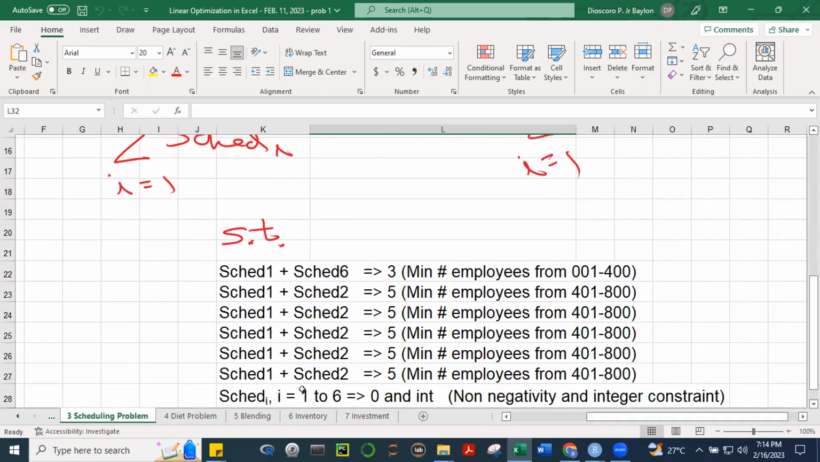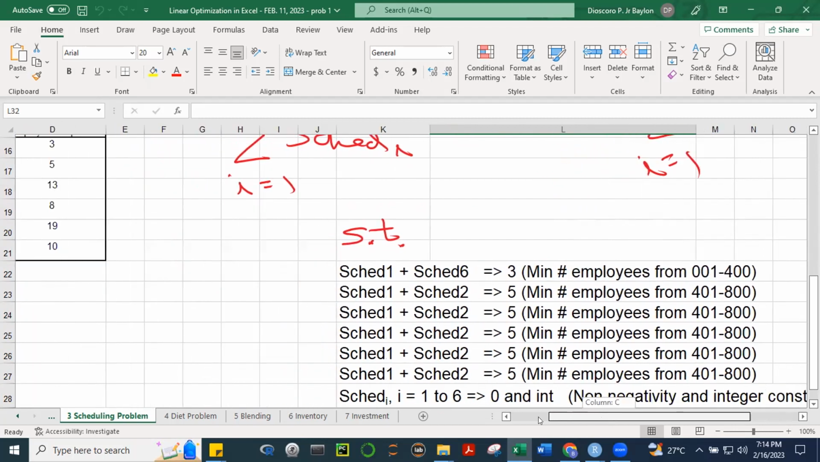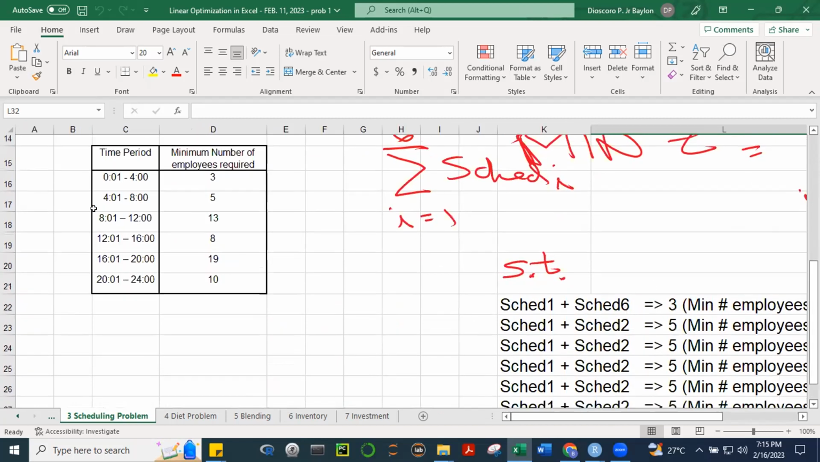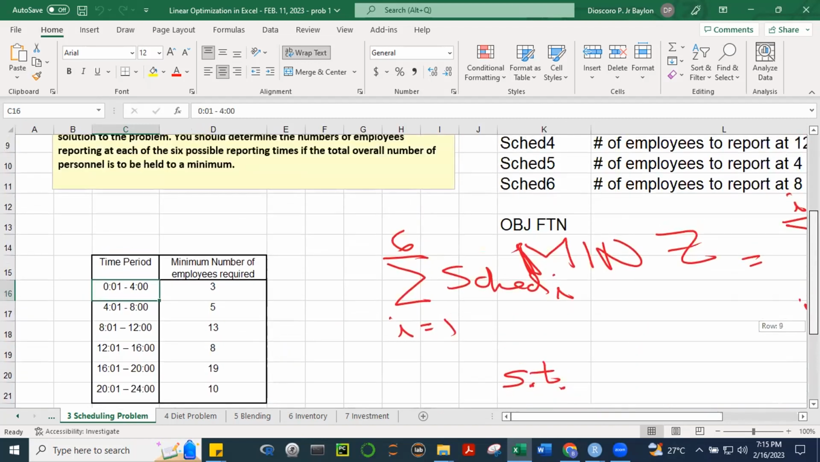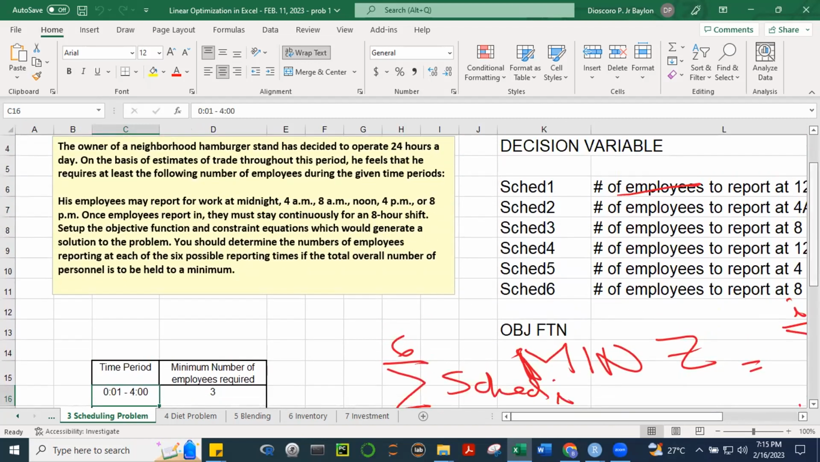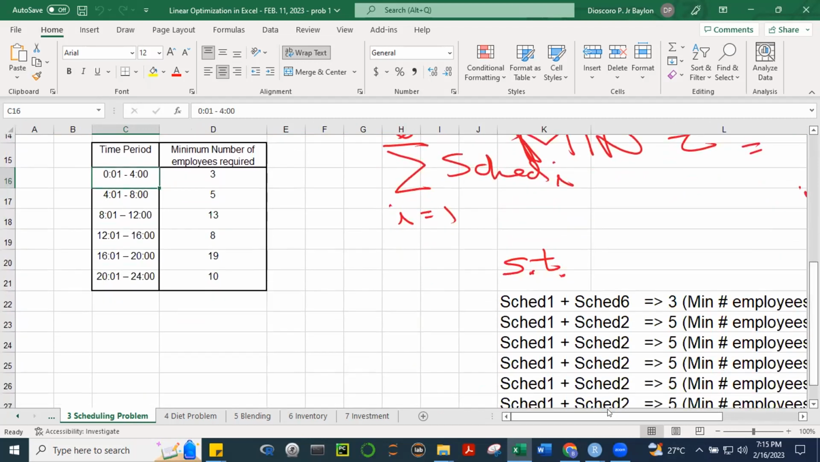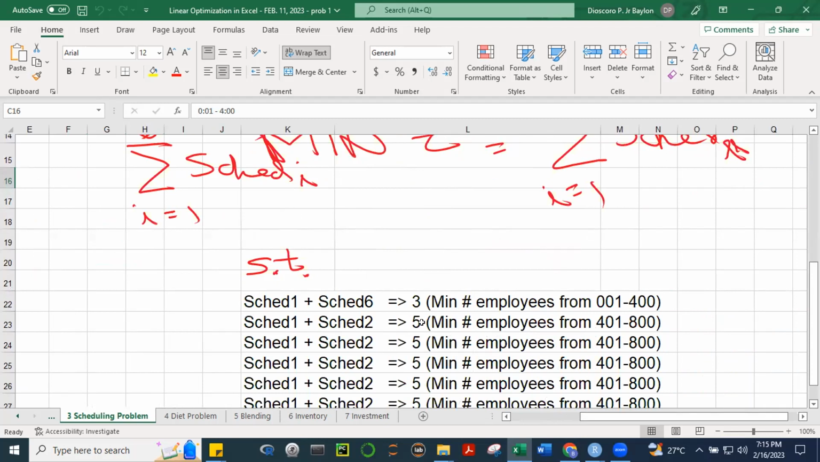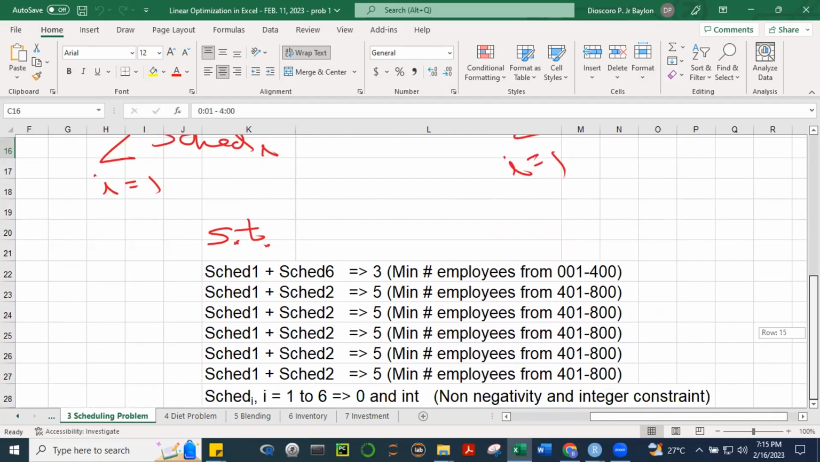Given these constraints, Schedule 1 plus Schedule 6, there should be a minimum number of 3 employees. How did we get this? This is coming from the constraint that from 12:01 to 4 a.m. there should be a minimum number of 3. And we know that during this time period, the employees who will be at this hamburger stand are those coming from Schedule 1 and Schedule 6. So we define Schedule 1 plus Schedule 6 to be greater than or equal to 3 because the constraint is a minimum number.